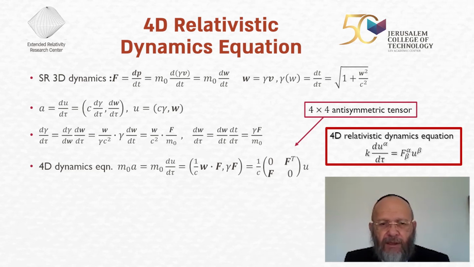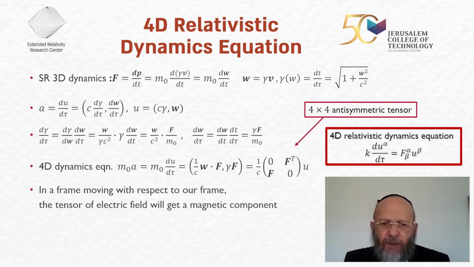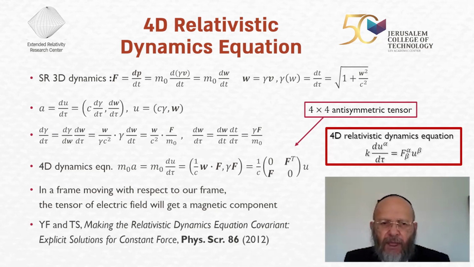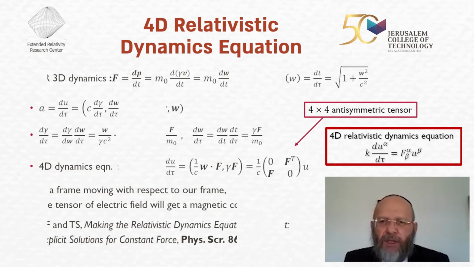So the 4-dimensional relativistic dynamic equation is really K, some constant, in this case M0 times C, du d tau equals an antisymmetric tensor acting on the 4-velocity. So if the frame is moving with respect to another frame, you pick up also the magnetic part in this place. This derivation is from the paper of me and Scar, making relativistic dynamics equation covariant, explicit solutions for constant force. Those equations could be solved explicitly.